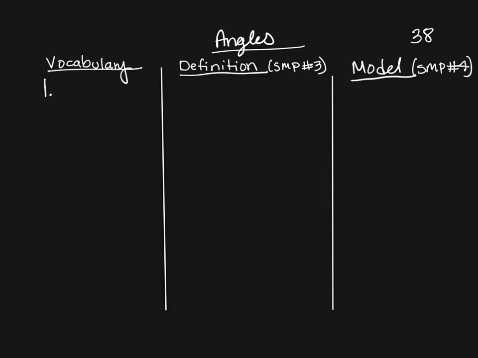Please title this page Angles. You're going to divide this up into 3 sections. So typically we just divide it up into 2 sections, which is Cornell note style. But today we're doing something different. You're going to have one section for just a vocabulary term or the word. And then you're going to have a section for the actual definition, which is the justification or the explanation. That's why I put SMP3. And then we're going to construct the actual geometric figure, which is model with your math, SMP4.